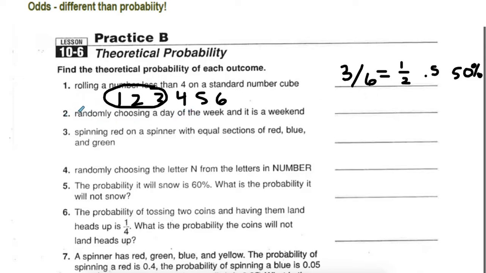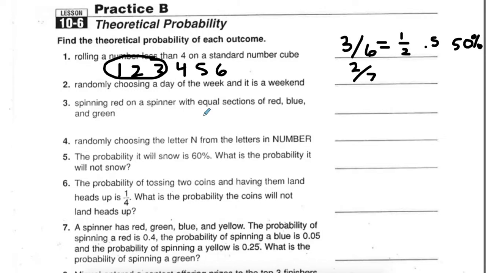All right, scenario number 2. Randomly choosing a day of the week, and it's a weekend. Well, in 1 week's time, you have Saturday and Sunday that would be classified as the weekend. So that is 2 choices out of 7.